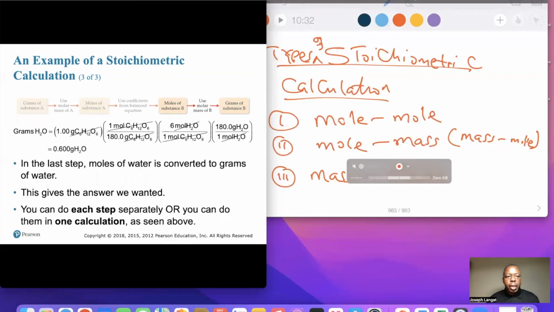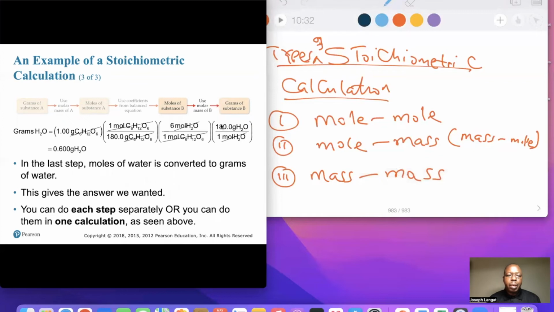And then lastly here, there is a typo. Please correct that. This should be 1 mole of H2O weighs 18.0 grams, not 180. So fix that. I just want to bring to your attention that we need to put 18.0, and right here is the grams of H2O.